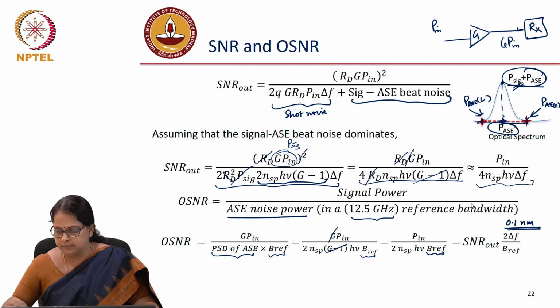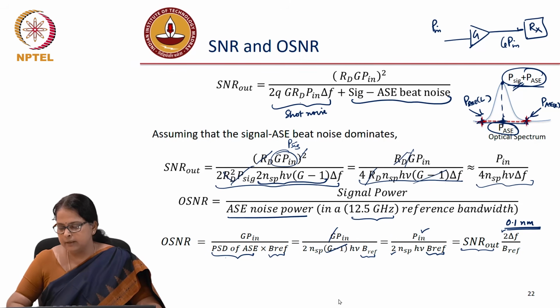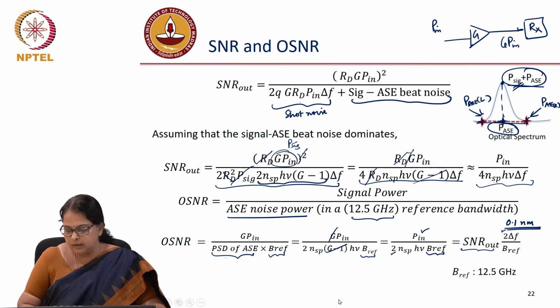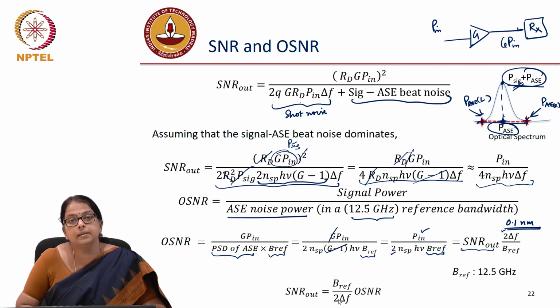But I know that P in divided by 4 nsp h nu is actually the SNR. So I can write this as SNR out. P in divided by, to account for that 4, I multiply by 2 here. nsp h nu is contained in this SNR. There is delta F missing here, so I multiply it with delta F, and then there is a B ref. So this is a relation between OSNR and SNR.